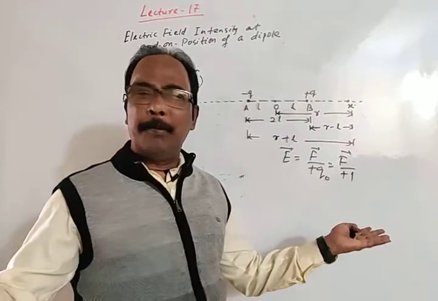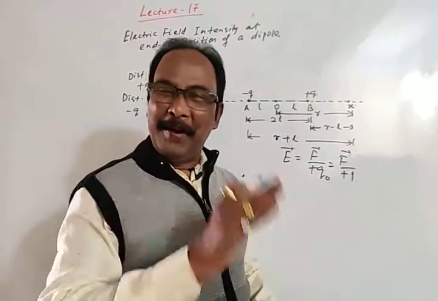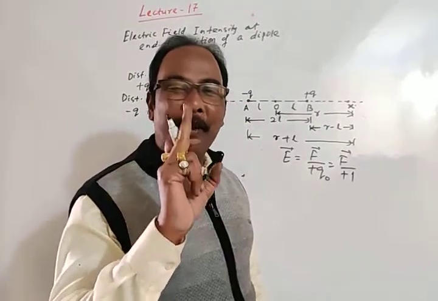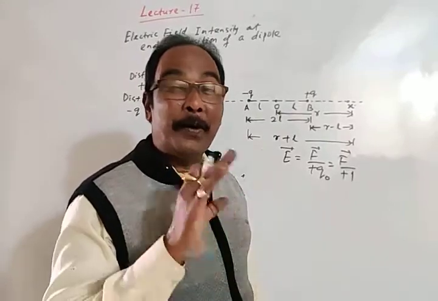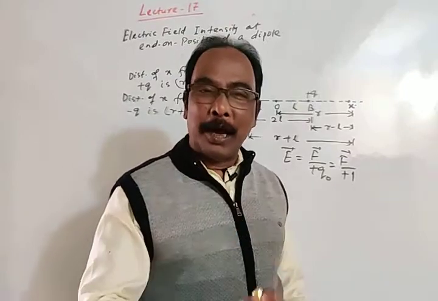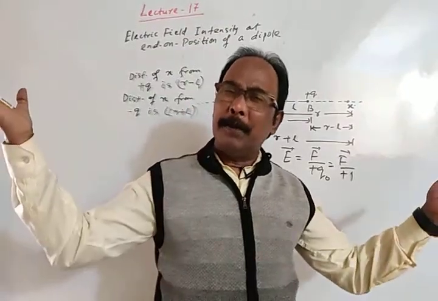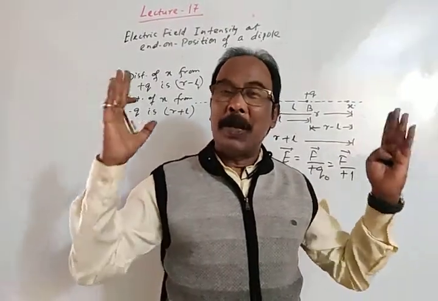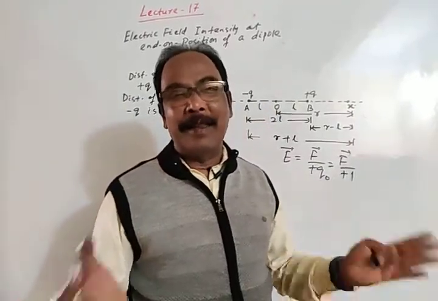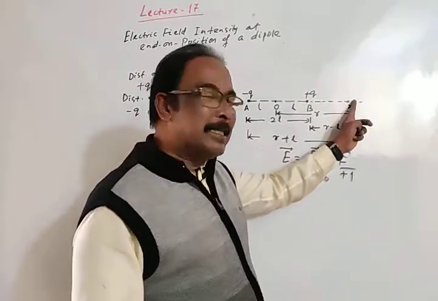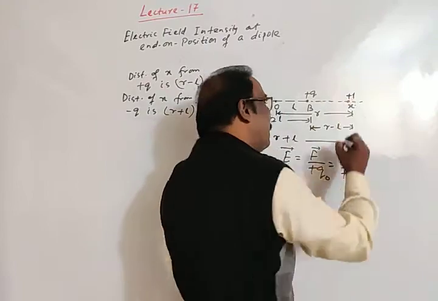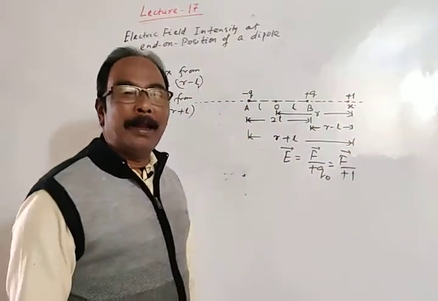So where we have to find the electric field, we have to place a unit positive charge. Then the force on the unit positive charge is the electric field intensity at that point. Here the point is X. We will place a unit positive charge here to determine the electric field at point X.